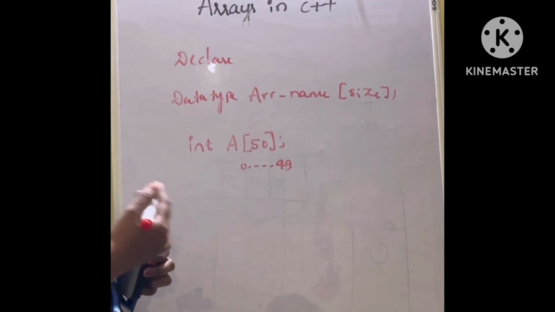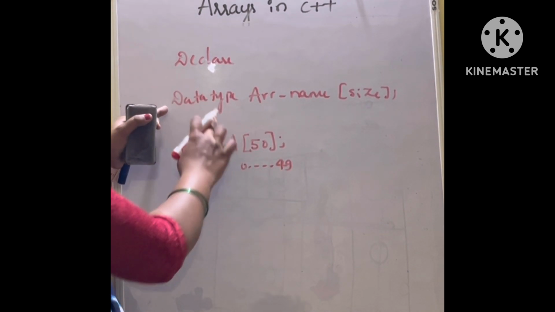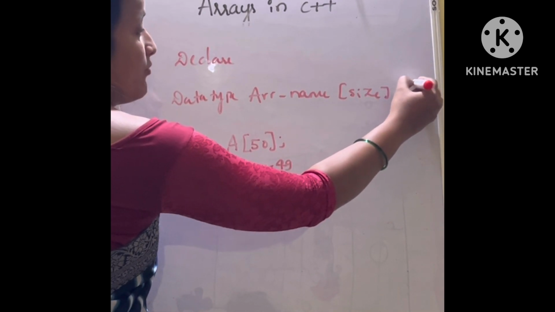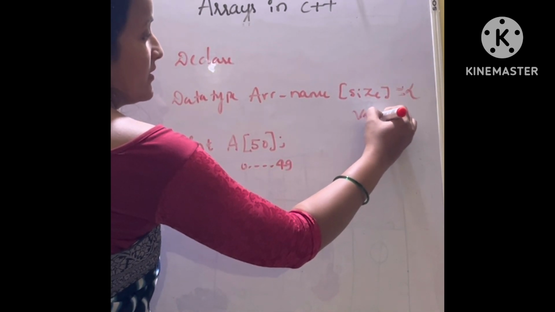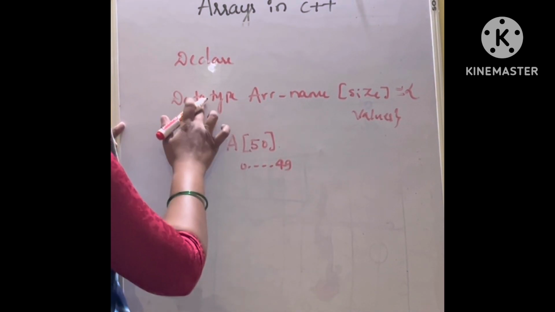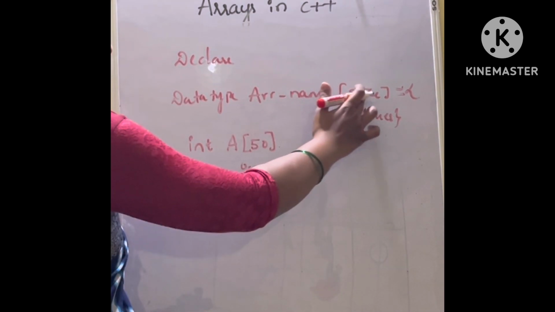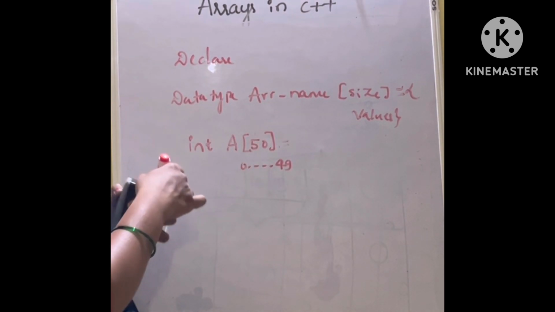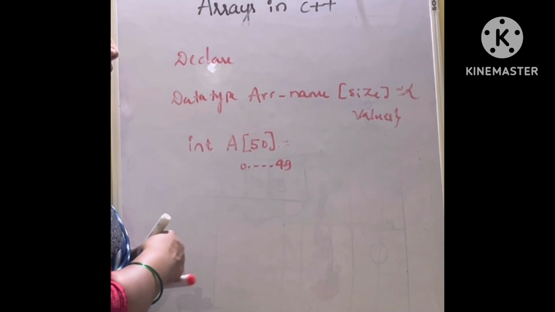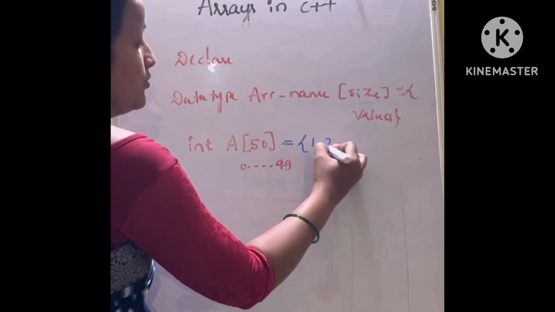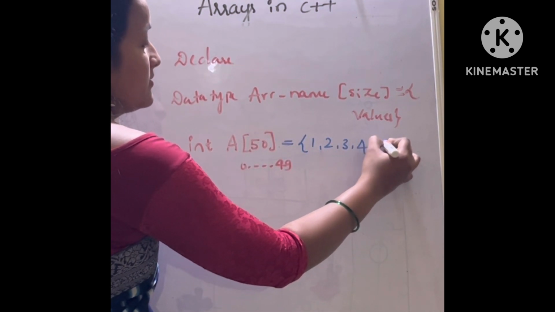How to initialize the values? The same syntax we are going to follow: data type, array name and size, equals, then we have to provide the values here. Whatever values we want to give for this array, we can initialize. Data type, array name a, and the size we have taken as 50. Suppose you want to declare the array values, you can declare them here. Now 1, 2, whatever you want, you can insert the values in the array.